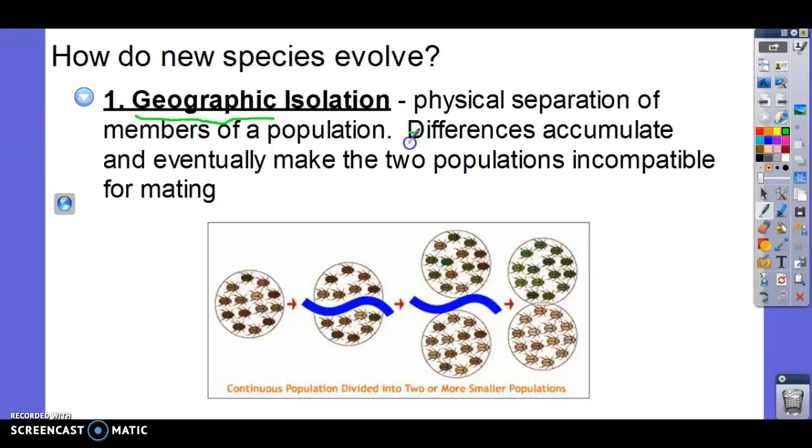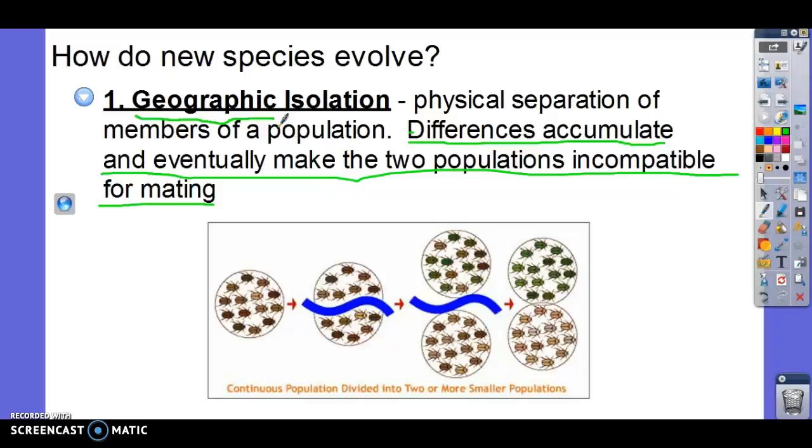You don't need to write this second sentence if you don't want to. If you want to write it, go for it. If you don't want to write it, that's totally fine. I told my kids they had the option to write it or not. Just make sure you have this definition up here, physical separation of members of a population.